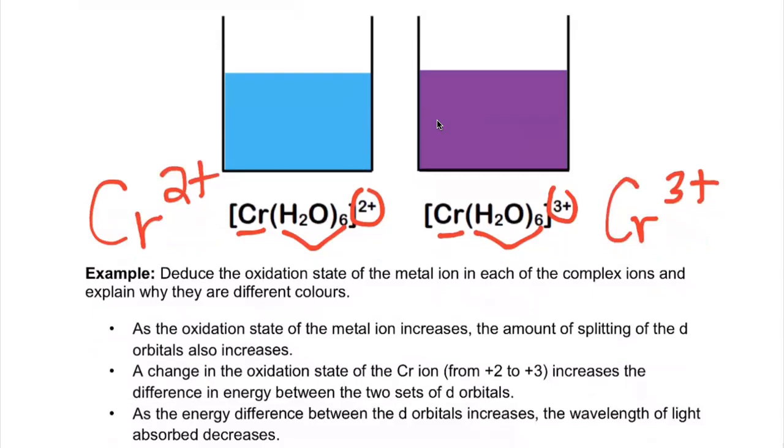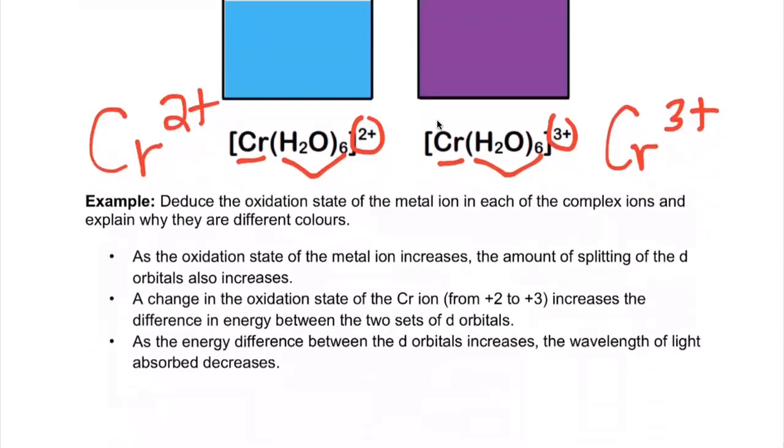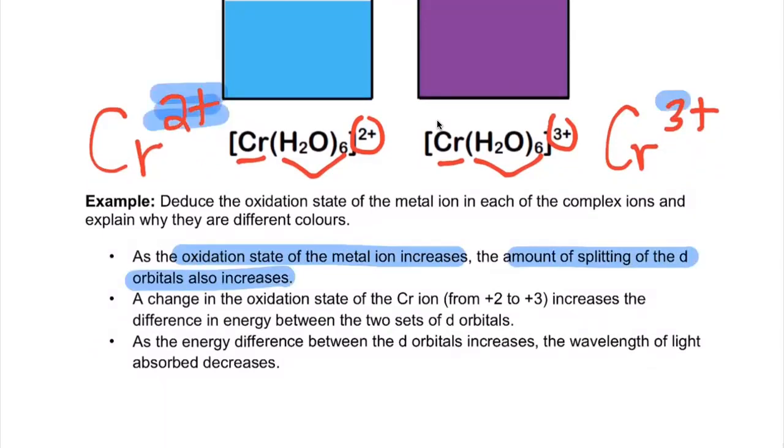I kind of just showed you the first part: since the ligands are all six water molecules, which are neutral, they don't have a charge, the charge on our central metal ion would be the same as the whole complex ion. So one of them's 2, one of them's 3. And then for the explanation, it says right here, as the oxidation state of the metal ion increases, the amount of splitting of the d orbitals increases. This one over here is +2, but this one was +3. So it's got a higher oxidation state.